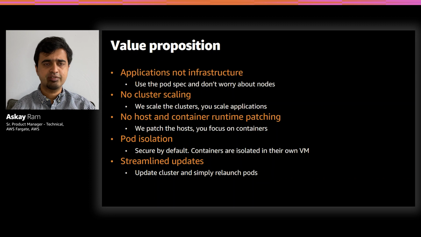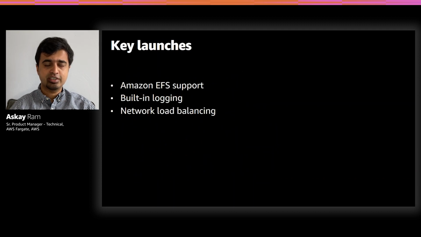So now that we've seen the value proposition of Fargate, let's take a look at some of the key feature launches. These are the three I want to highlight because I'm going to dive into some of them in detail. The first is support for Amazon EFS. A lot of our customers wanted to push the kind of applications that they can run on Fargate, and one of the application types was stateful applications that need a network file system. These can be applications such as content management systems or applications like data analytics that share data sets across multiple pods. So that's support which we launched.